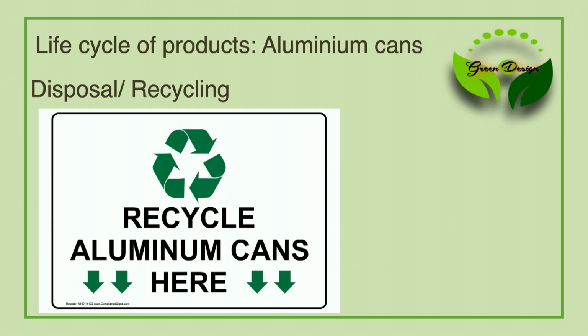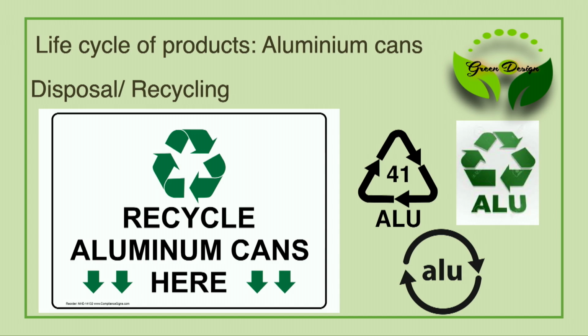The sign you see here relates to the disposal of aluminium objects which are found on bins. And on the products themselves, we have these signs. Through these, people can know which products contain aluminium and they can dispose of them in the correct bins.